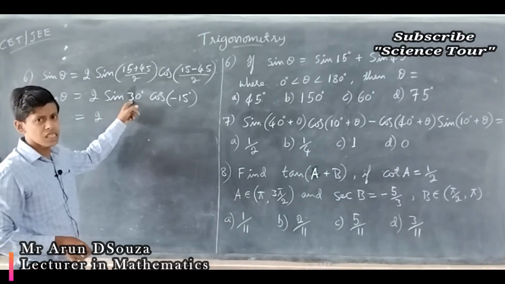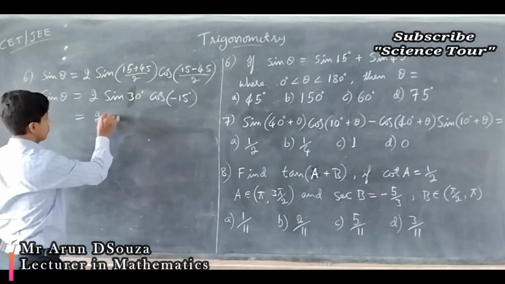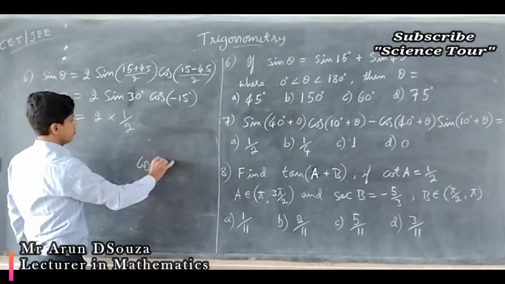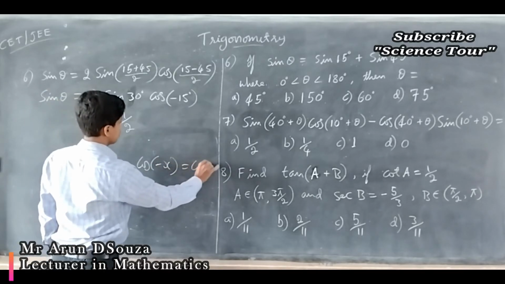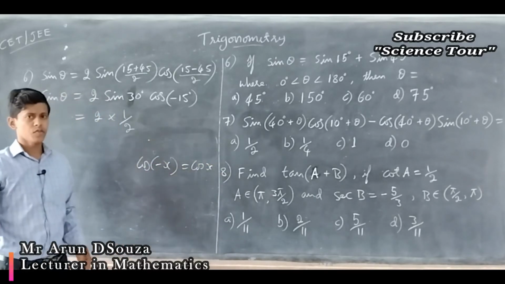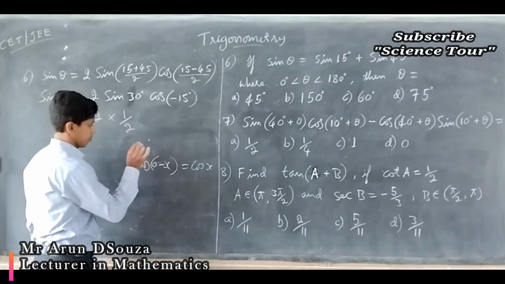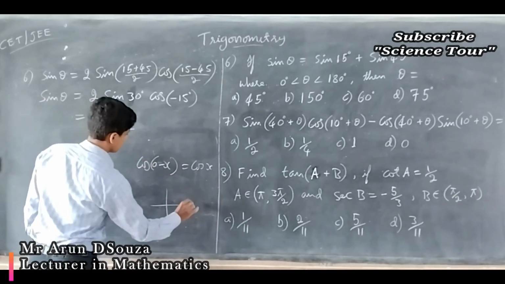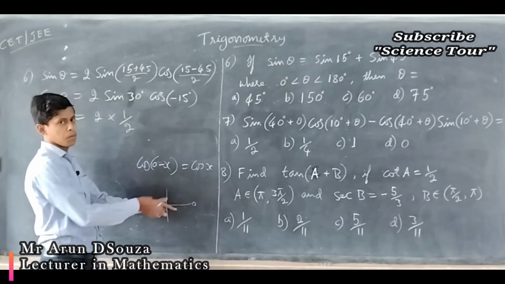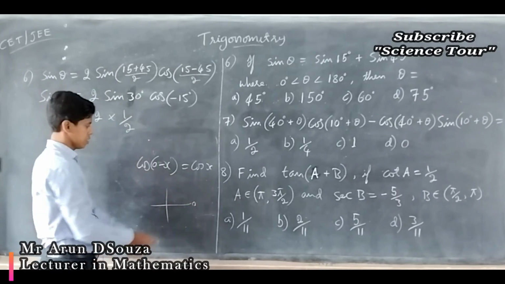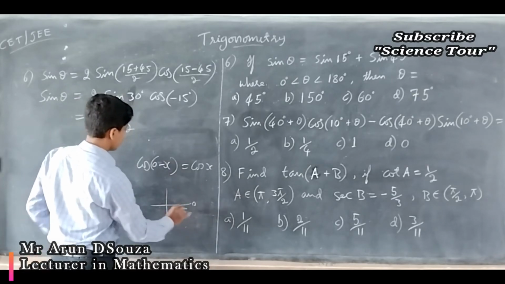What is sine 30? Sine pi by 6, half. And here what is cos of minus x, which is cos x itself, if you remember, correct. So that is 0 minus x, correct. So 0 plus is first, 0 minus is fourth. So you are in the fourth quadrant.